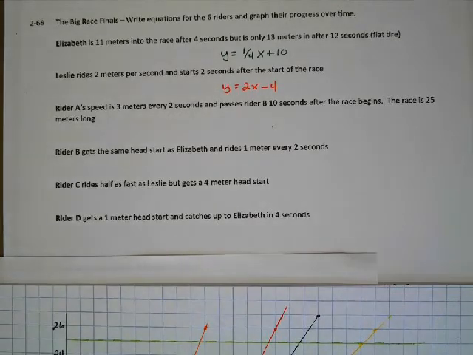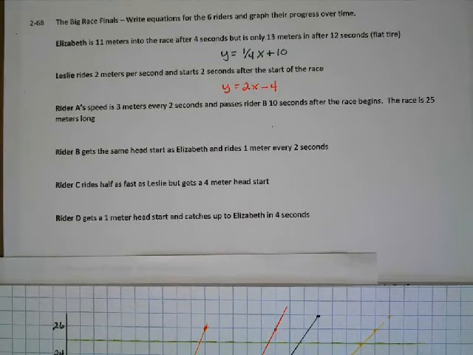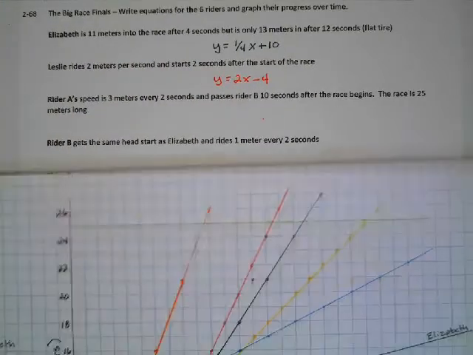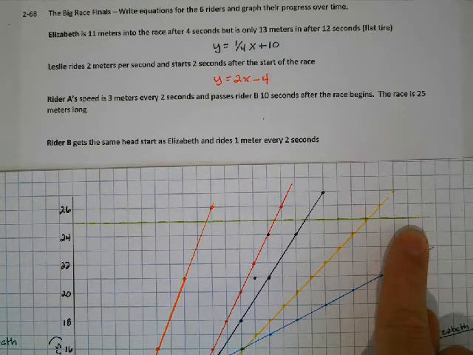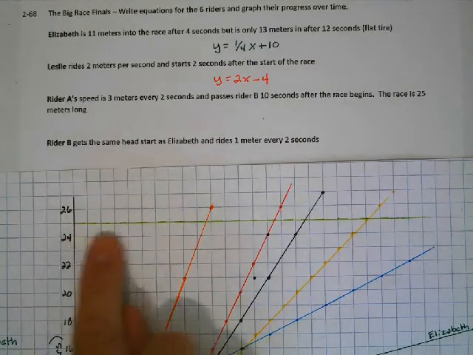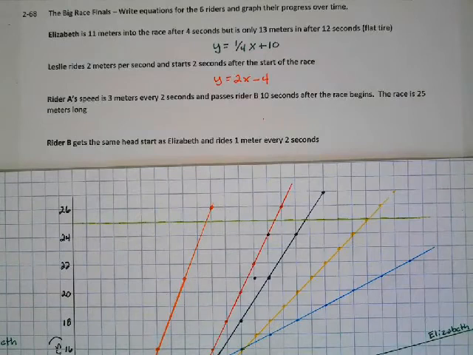All right, let's look and see what we got. So we've got rider A, their speed is 3 meters every 2 seconds, and they pass rider B at 10 seconds. Okay, so since we haven't graphed rider B yet, we can't start with rider A, because all it gives us for rider A is the rate, and we need something else from it. But it does tell us that the race is 25 meters long. So you're going to want to put a line for a finish line at the top at y equals 25. So there, that light green line, that's my finish line at y equals 25. Okay, so I can't do rider A yet.